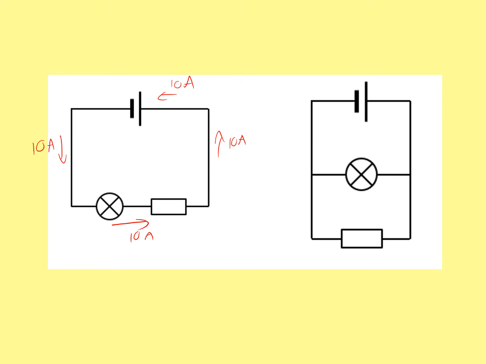In parallel, it's slightly different. If I had 10 amps going here, I might have 7 amps going through here and 3 amps going through here. Now they'll always give you one of them, you'll have to work out the other one. And then 3 would carry on down here, and then those would add up at the junction to make 10 amps up here. So there's your series on the left, parallel on the right. If you want to, you can pause the video, write this down from memory, and then check yourself if you want to.